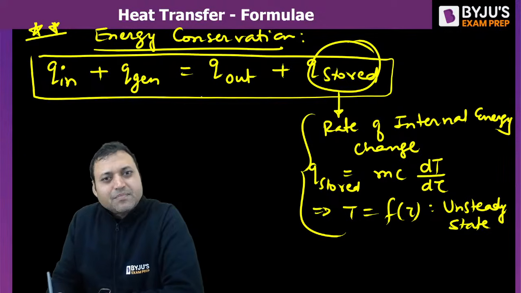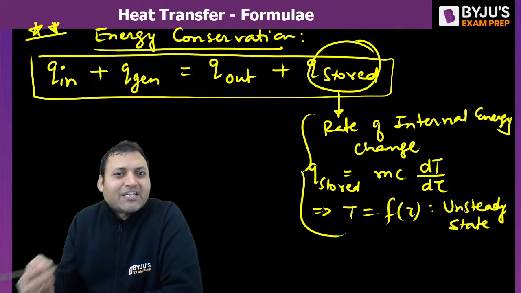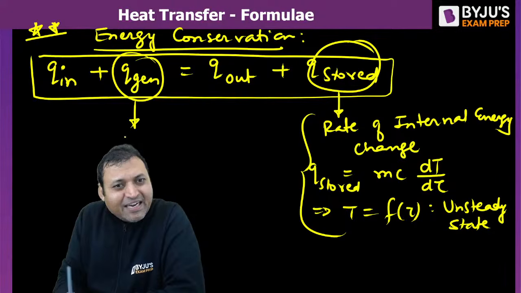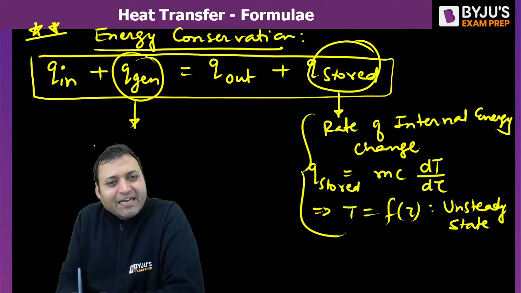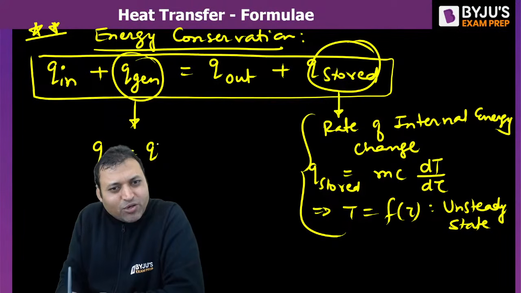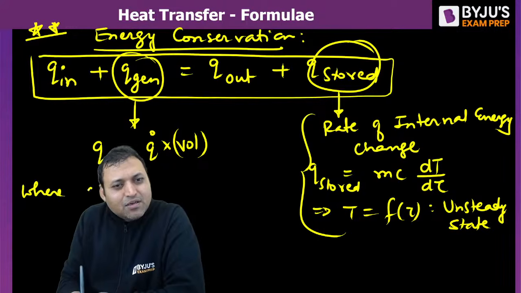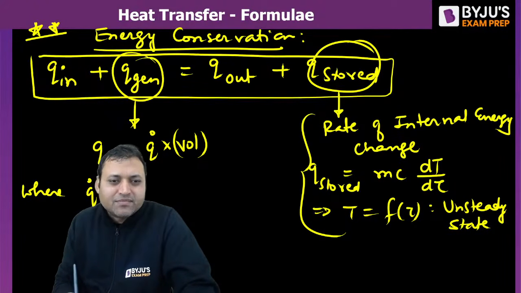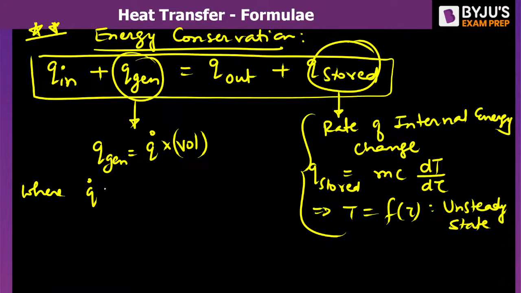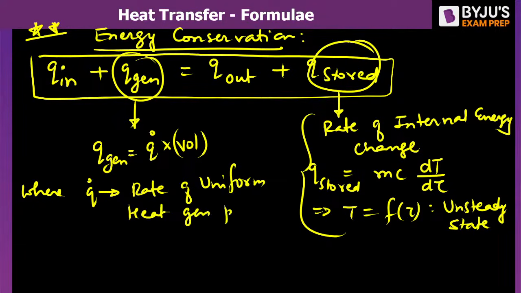Heat leaving the system can be due to convection, conduction, any mode. What is heat generated? Some other form of energy getting converted into heat energy. So Q generated is equal to Q dot into the volume of the system, where Q dot is called the rate of uniform heat generation per unit volume. The unit is watt per meter cube. So this is how the energy conservation equation can be written.